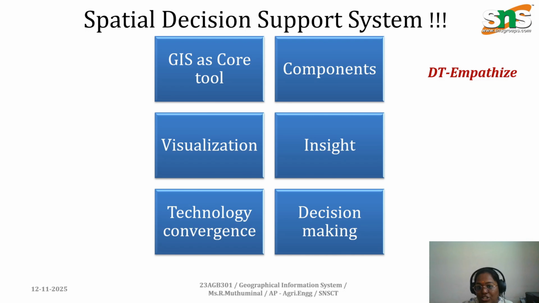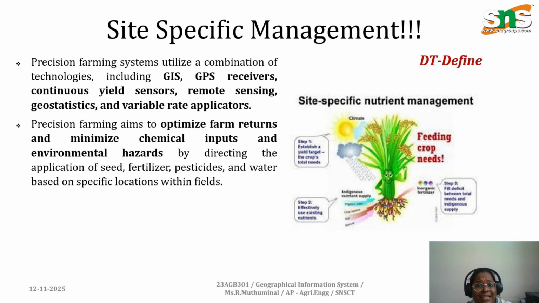So this is where the decision support system came into existence, because we have to integrate both the spatial decision support system and the GIS, so that we can use GIS as a core tool, and along with the components and visualization, the insights that we have received from these could be used under technology convergence and then converted into decision making. As you all know, site specific management and precision agriculture are dealt with the help of site specific processes, because site specific nutrient management will help us to feed the crop in need, and then it will provide us a very good crop.